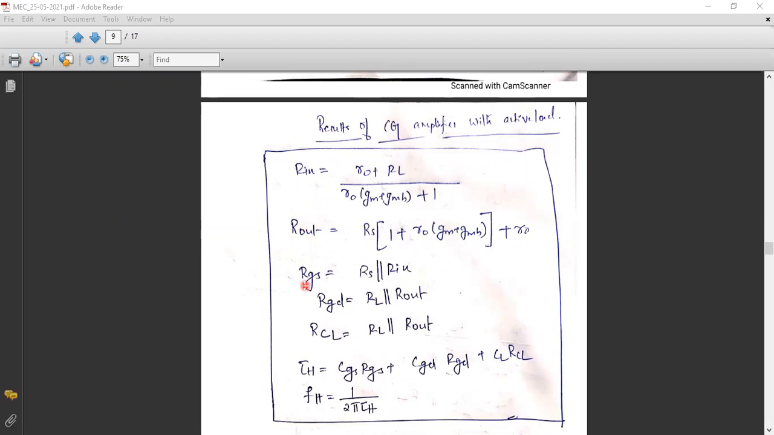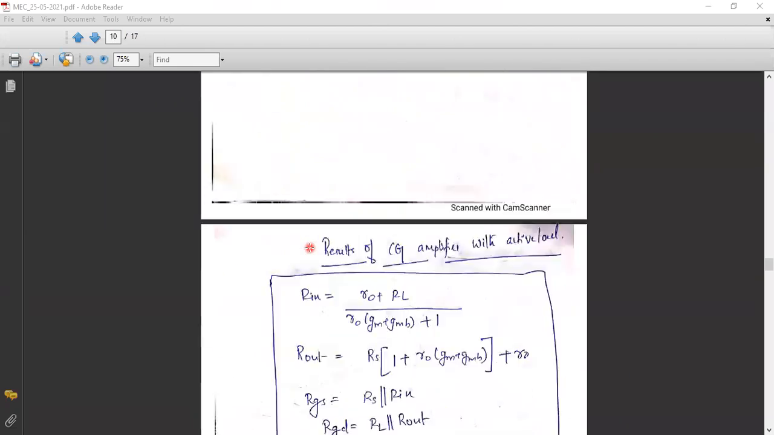Then we have to go for RGS, RGD, and RCL. We have already discussed these expressions. Then the equation for tau H, right? So tau H is CGS into RGS, plus CGD into RGD, plus CL into RCL. All the equations we have here in terms of R in and R out. Finally, the cutoff frequency FH. So if you remember these equations, it will be easier for the numerical problems.